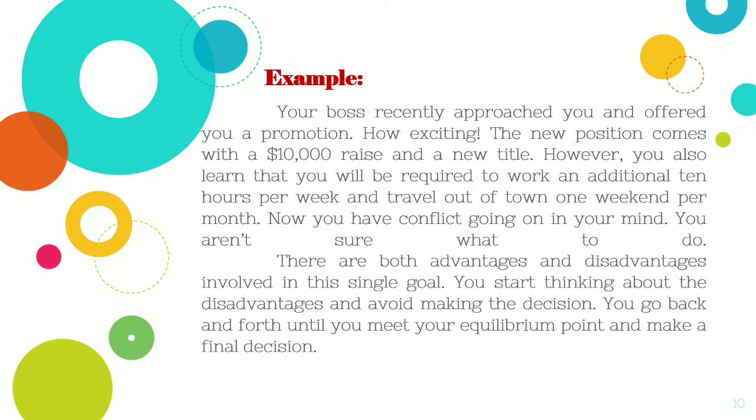There are both advantages and disadvantages involved in this single goal. You start thinking about the disadvantages and avoid making the decision. You go back and forth until you meet your equilibrium point and make a final decision.